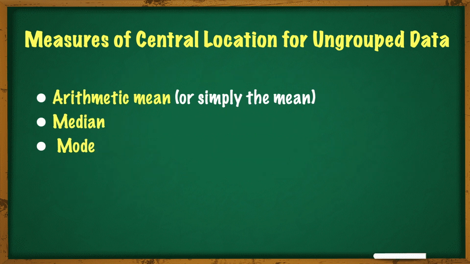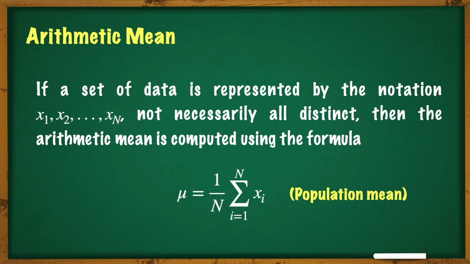The three types of measures commonly used to indicate the center of a set of observations are the arithmetic mean, or simply the mean, the median, and the mode. The first measure of central location that I'm going to discuss is the arithmetic mean.